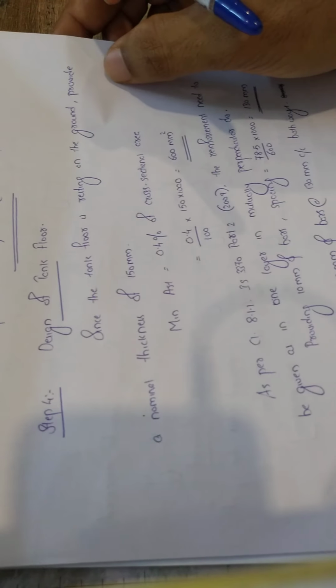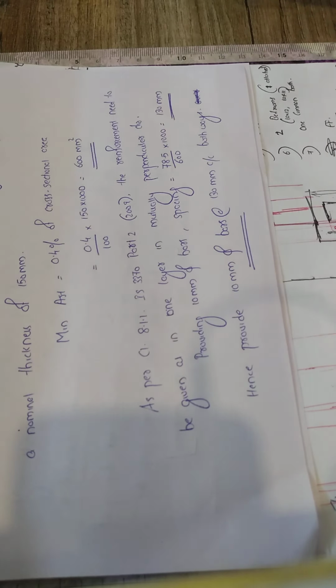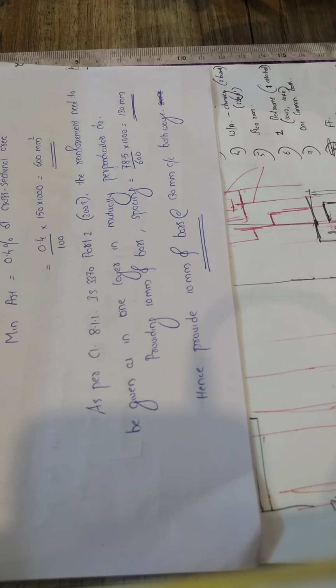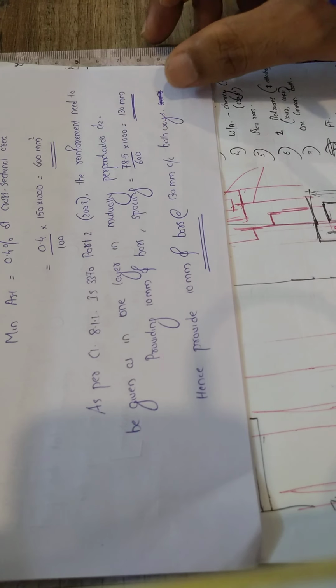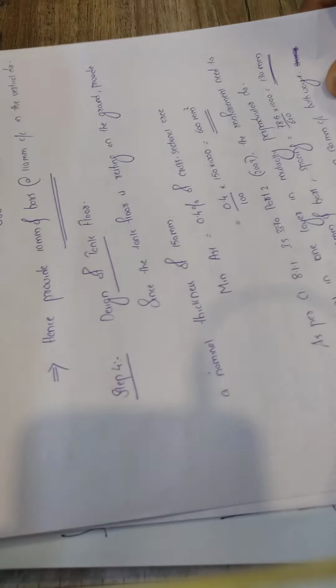Then what is remaining is the tank floor. Since the tank floor is resting on the ground, and we are providing a nominal thickness of 150 mm, and the minimum reinforcement is 600 mm square. As per clause 8.1.1, as that thickness is less than 300 mm, we can provide a single layer of reinforcement. So if I am taking 10 mm dia bars, then I can find out that by providing 10 mm at 130 mm center to center, both ways will actually match with the minimum AST.